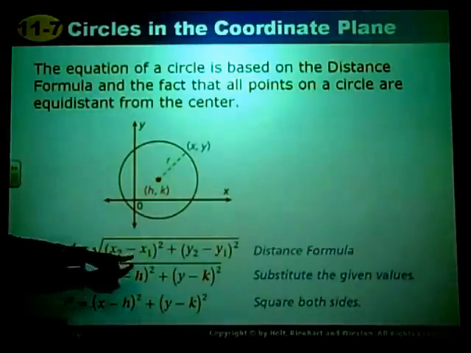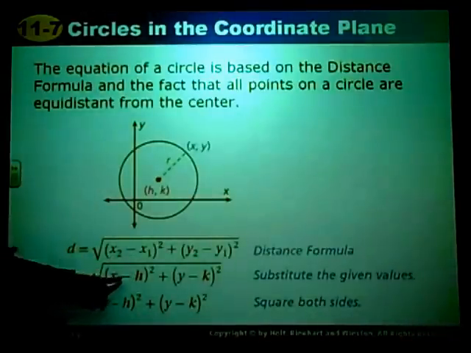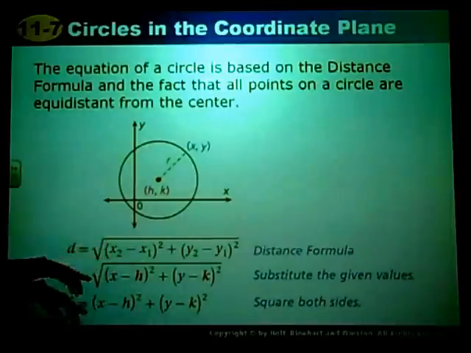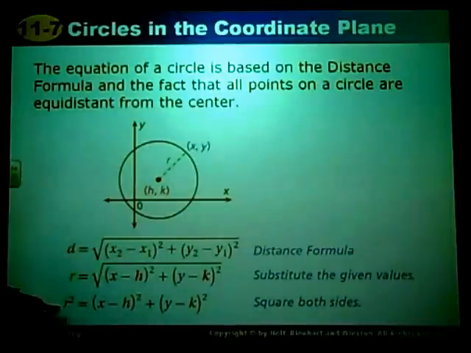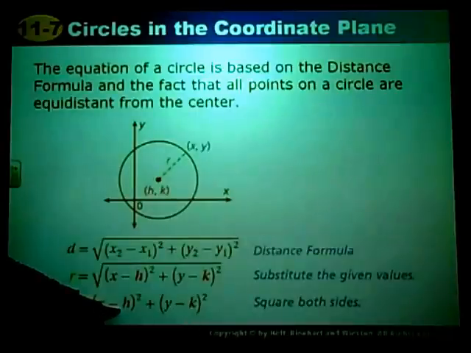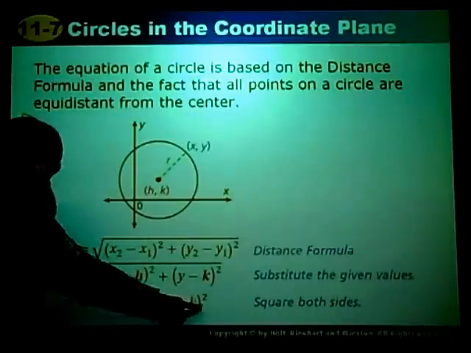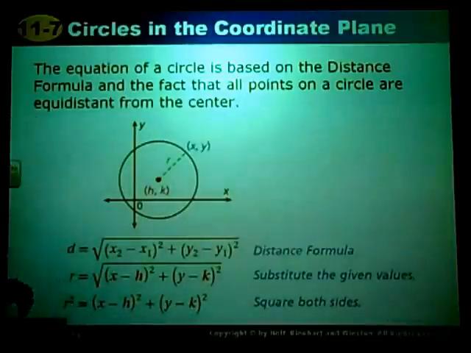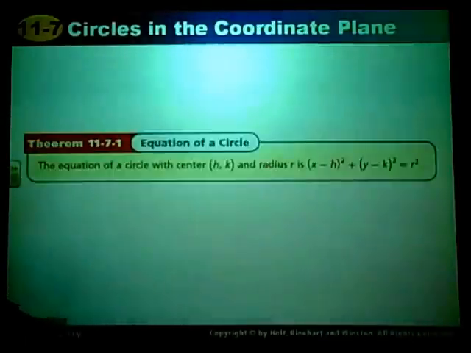We don't like to graph things. Well, we can't graph anything with an x and a y in it and a radical sign over it. So if you square both sides, we get the radius squared equals x minus h quantity squared, h is the x coordinate of the center, plus y minus k quantity squared, with k the y coordinate of the center. And this is the formula we're going to be using.